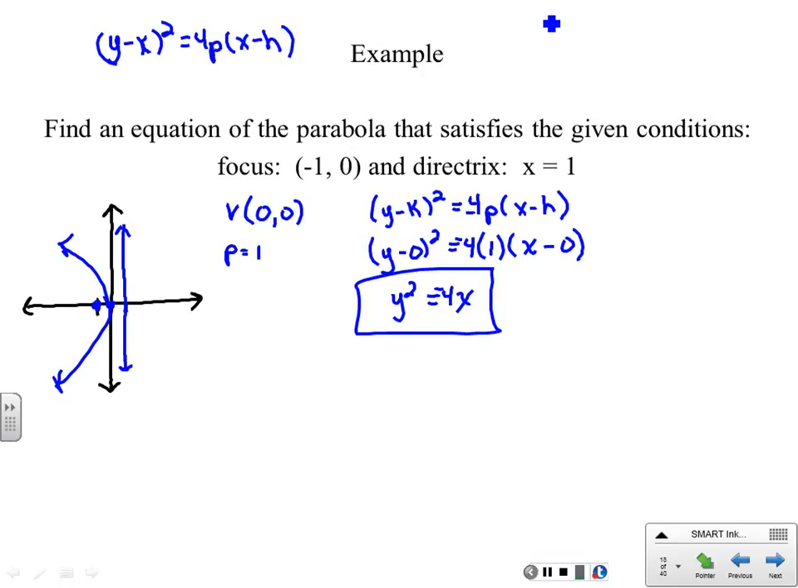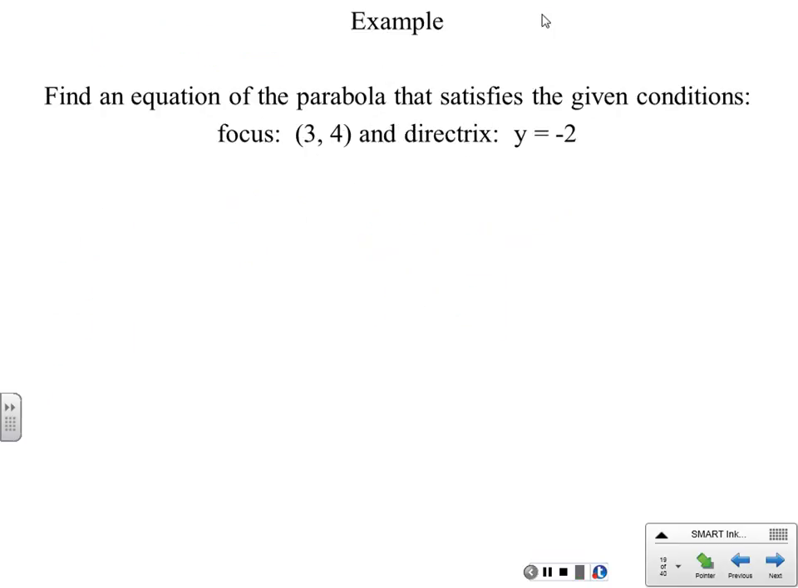Try again. Find an equation of a parabola that satisfies the given conditions. All right, so let's put it on a graph. And now I don't have to give you the focus and the directrix. I could give you the focus and the vertex. I could give you the vertex and the directrix. You can still find p from that, right? If I give you the vertex, that's really easy. All you need is p, right? In order to write an equation, you've got to know p and you've got to know the vertex.